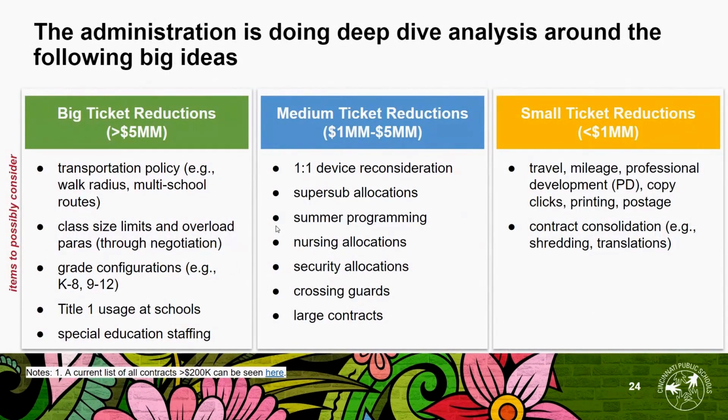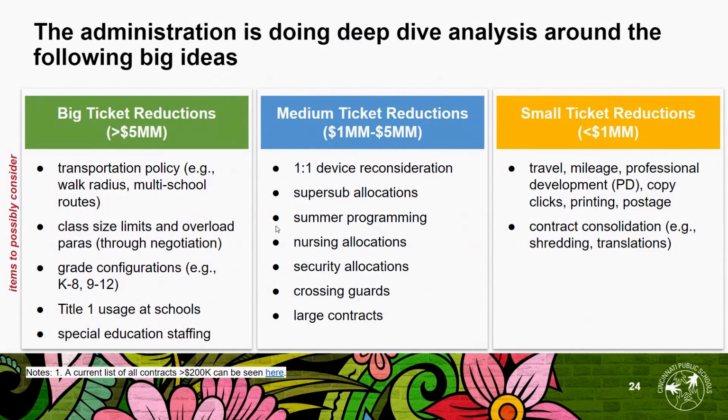We have, as a team, started to look at various things which we might could think about differently, some of those big ideas. This slide labels those based on whether they're big ticket items, so they might contribute more than $5 million, whether they're medium ticket and they might be in the $1 to $5 million range. Note that that bucket of medium ticket items is mostly in ESSER right now. So if we don't reduce those, we then have to find a home for them in the general fund next year. And then some smaller ticket things.